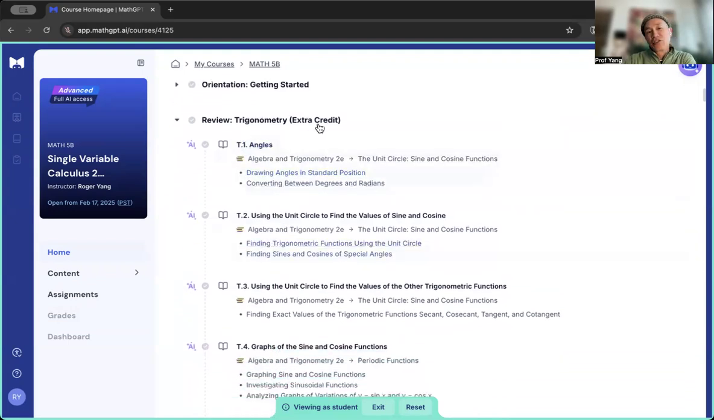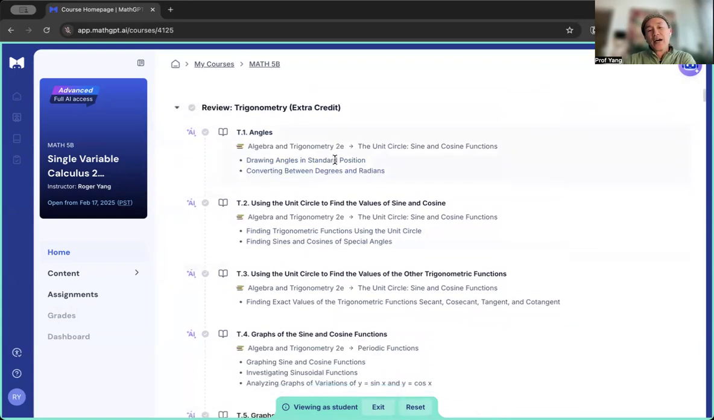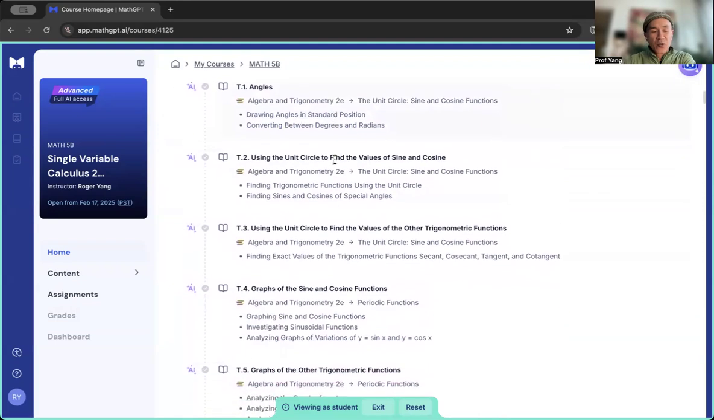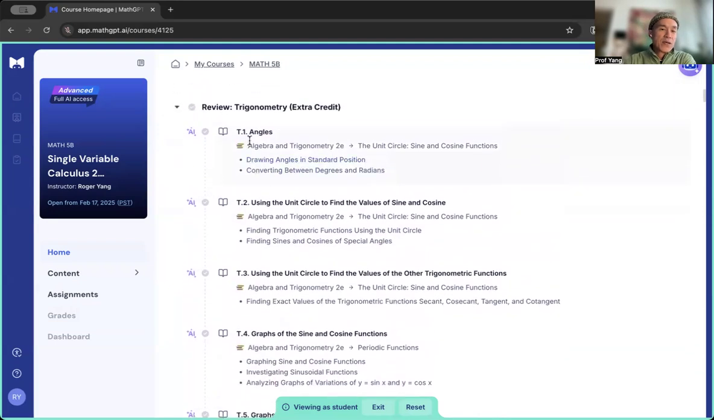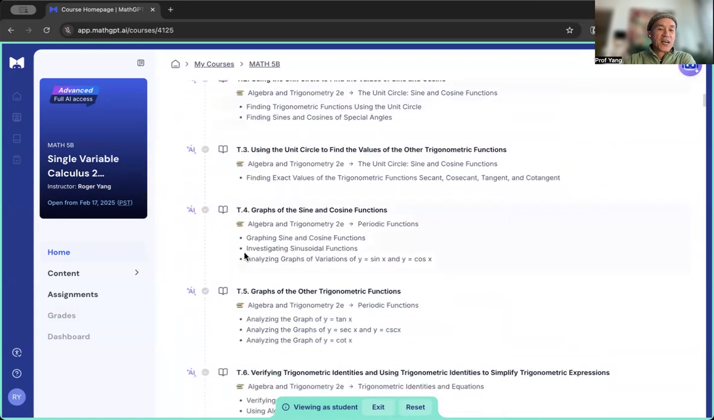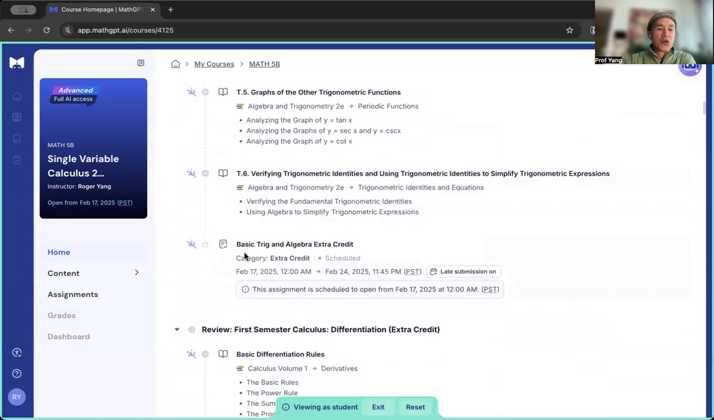But if you look here, we have this trigonometry extra credit. And anything that has this little AI symbol next to it means you can interact with the AI to get help with it. So these first few sections are just the content, and then if you scroll right here, you can see that the actual extra credit assignment is right here.